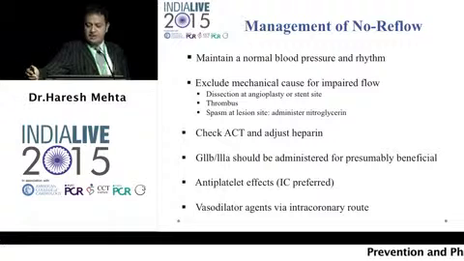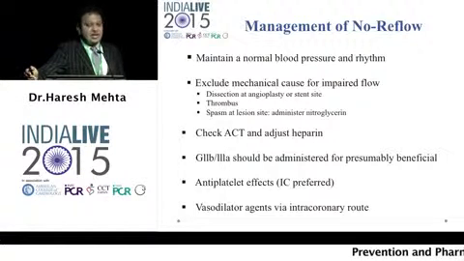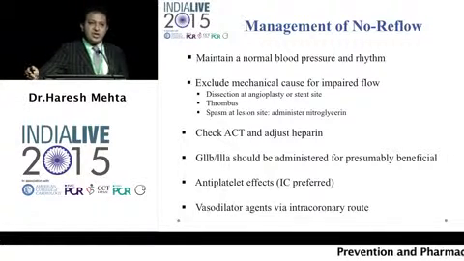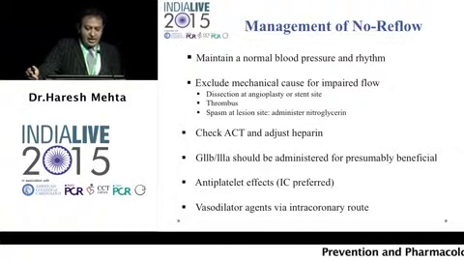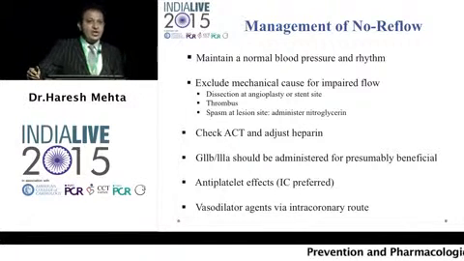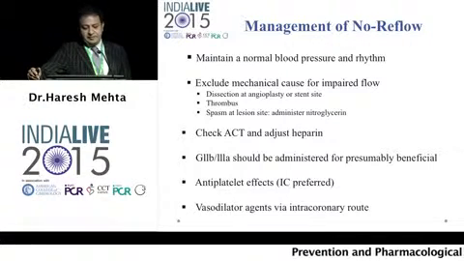Glycoprotein 2B3A should be administered for beneficial results. Antiplatelets, which are given intracoronary, are generally preferred. Vasodilator agents via intracoronary route only, preferably microcatheter.